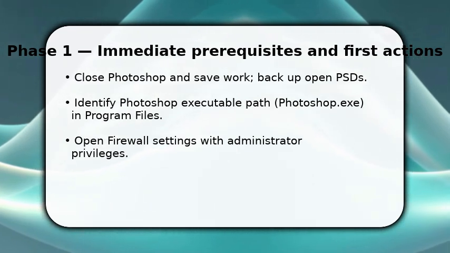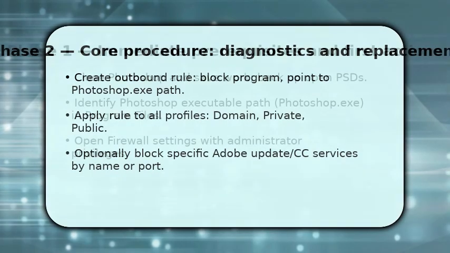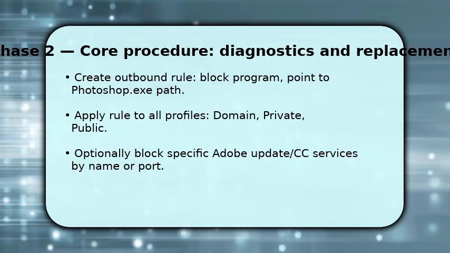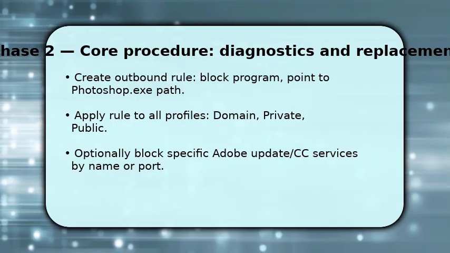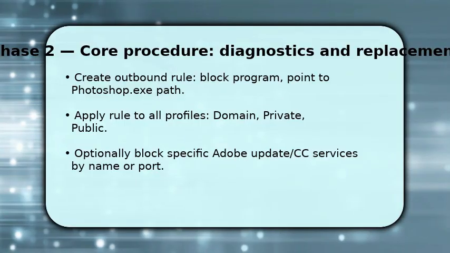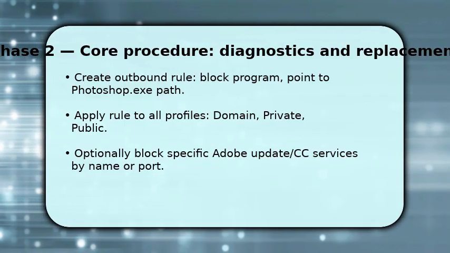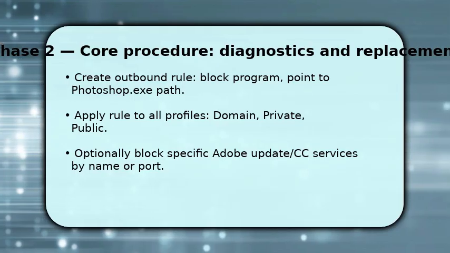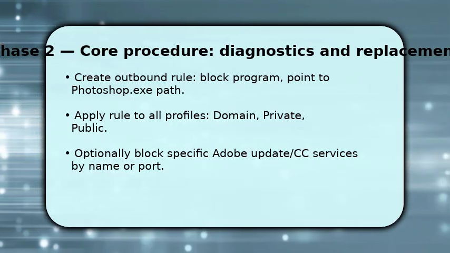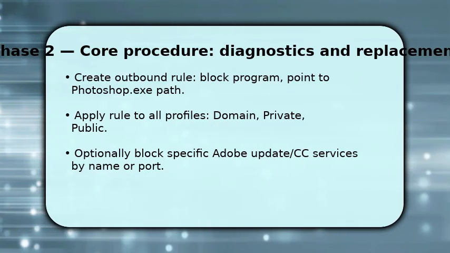Now you create the rule. In Firewall, choose Outbound Rules, then New Rule, pick Program and paste the Photoshop EXE path. Select Block the connection, then apply it to domain, private, and public profiles so nothing slips through on any network. Give the rule a clear name like Photoshop Block and finish.